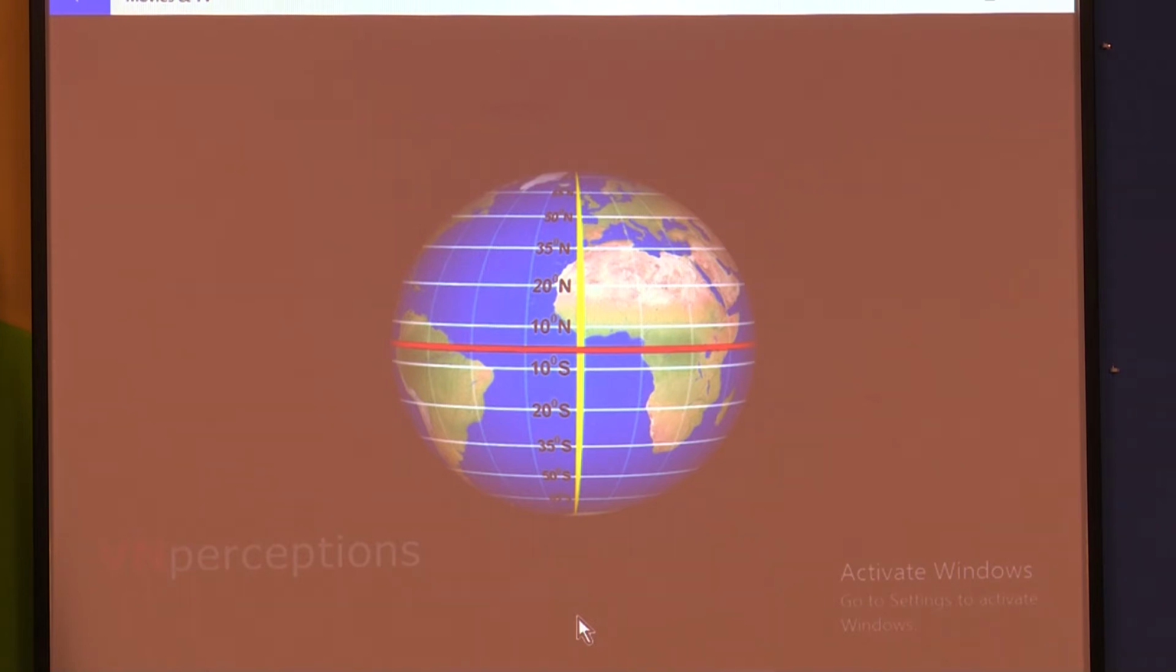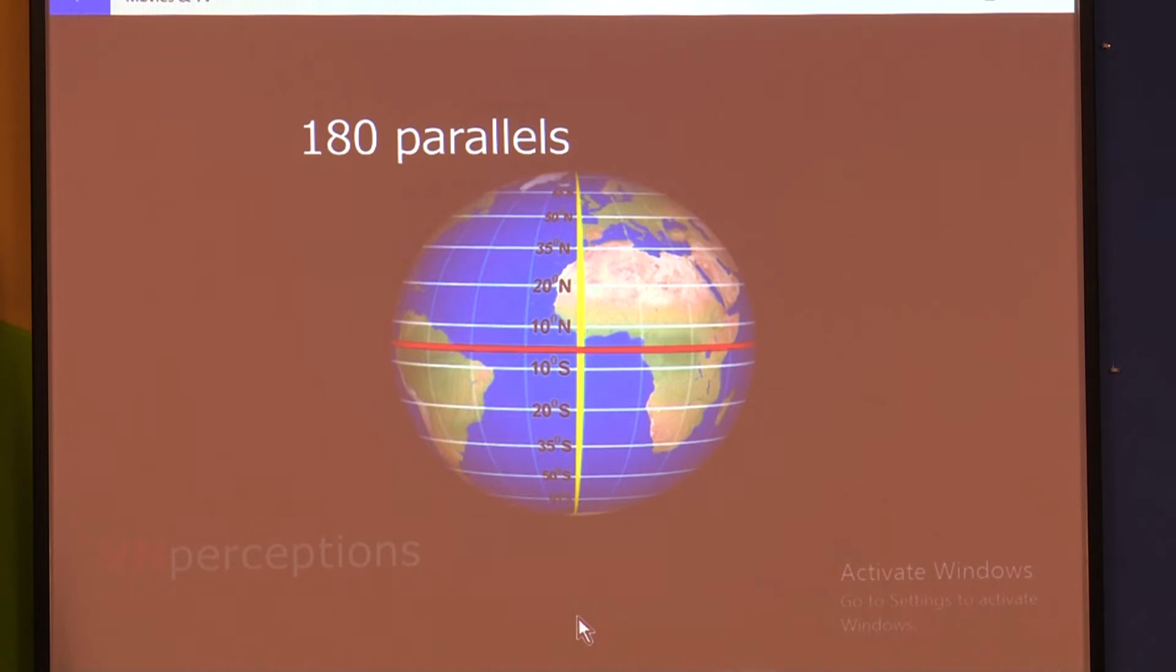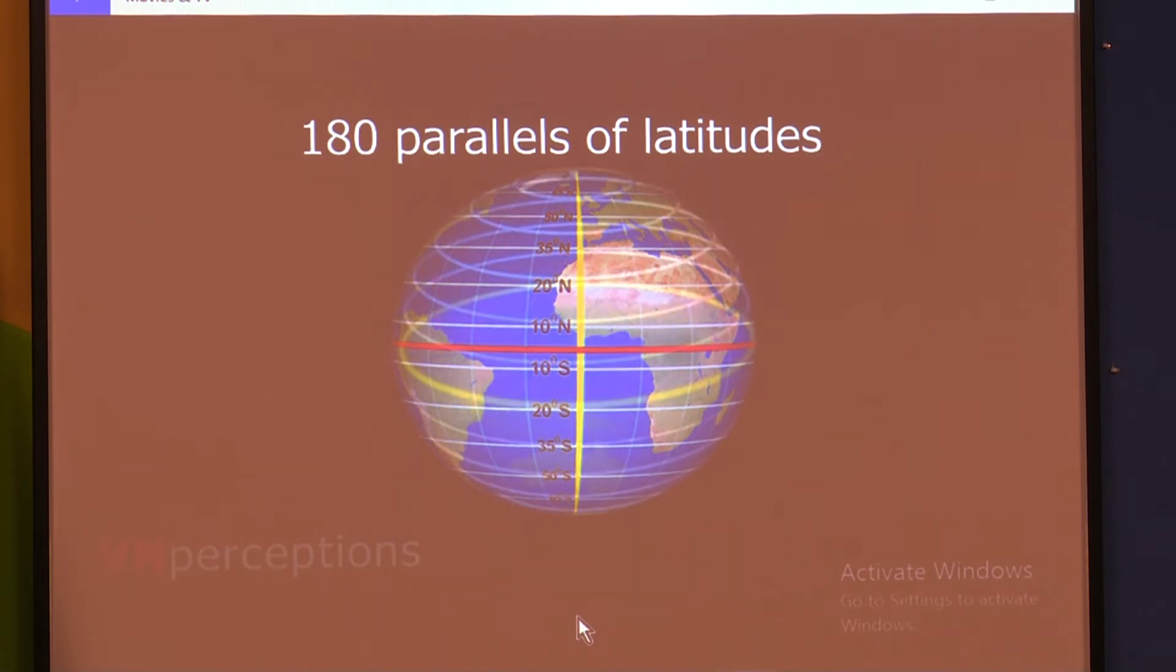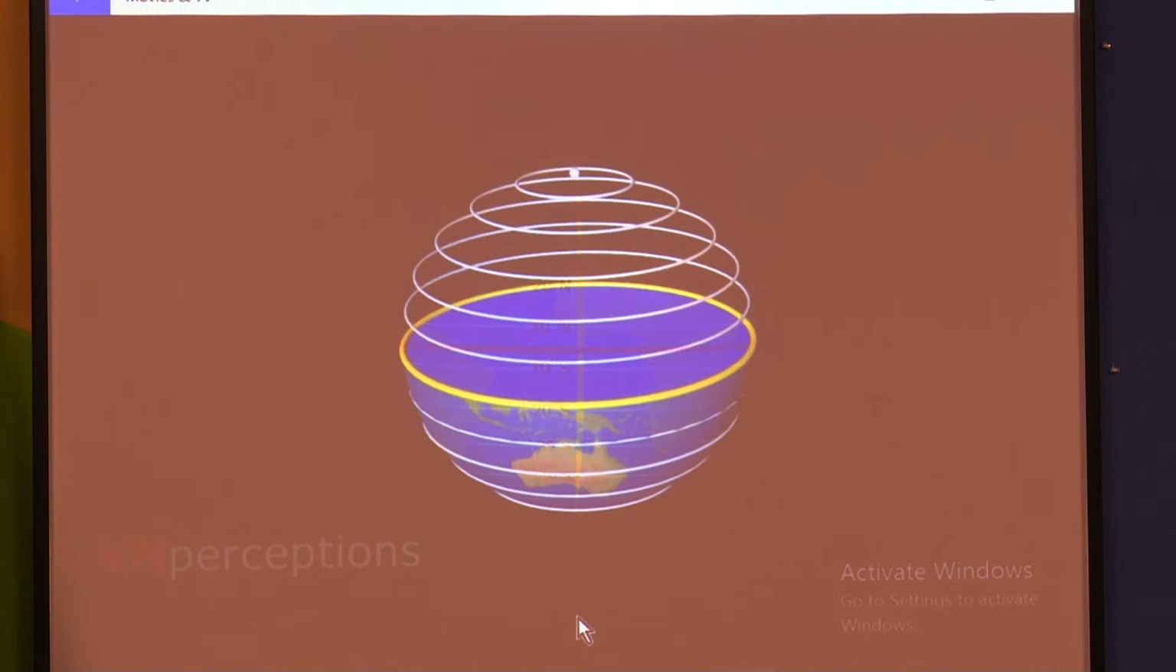So what are the points to be noted? First thing is, a latitude is an angular distance of a place north or south of the equator. There are 180 parallels of latitude. Each parallel of latitude is a circle. All the parallels of latitude are not of equal length. The circles become smaller as we move towards the pole.